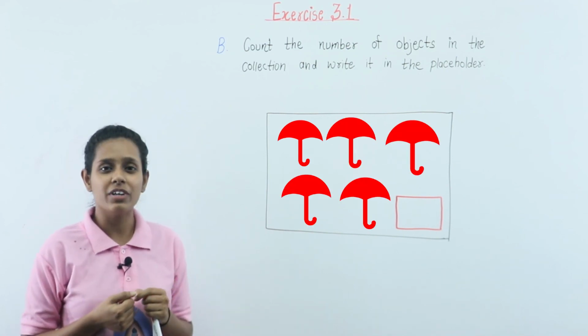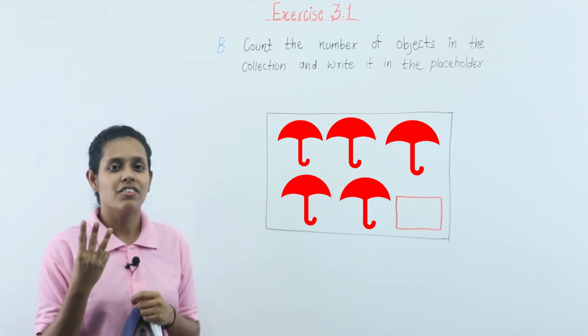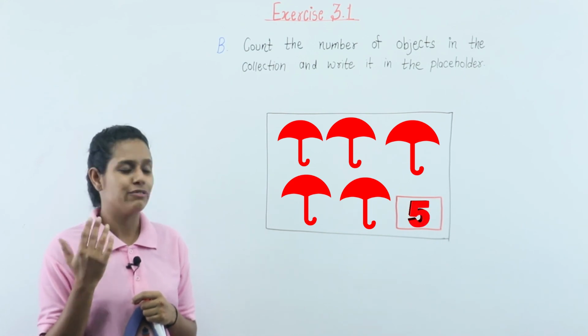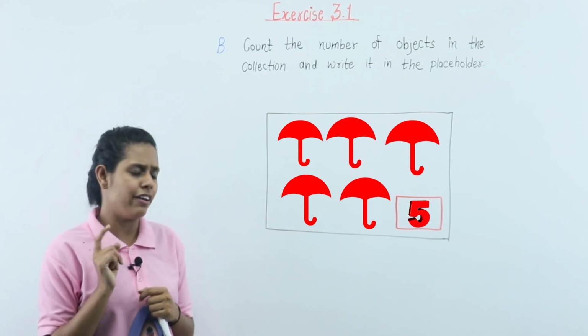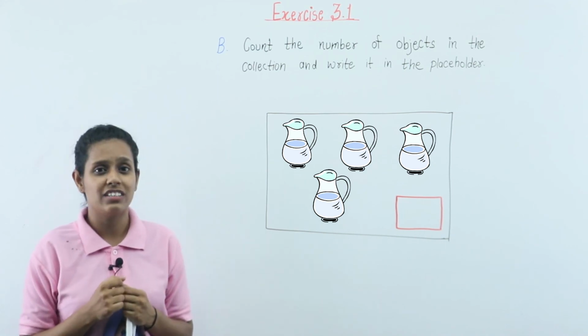Umbrella. How many umbrellas? Let's count. 1, 2, 3, 4, 5. 5 umbrellas. Now write 5 in placeholder. Look at the next picture.